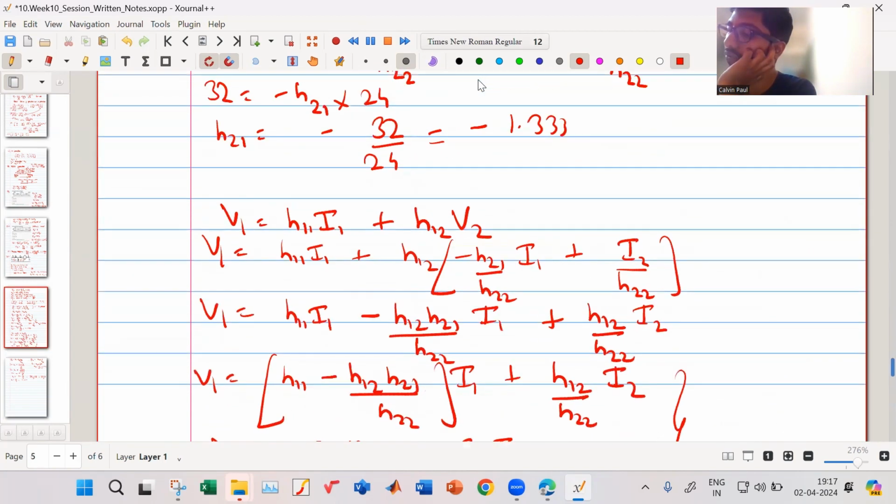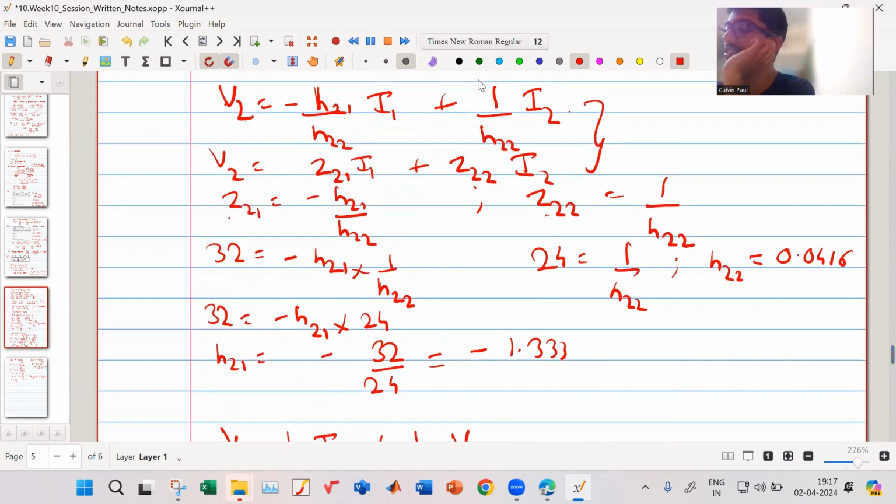Okay, one thing I forgot to check is, what will be the dimension of H22? Equal to 1 by Z11. So the dimension will be in terms of Siemens. Yes, ohm inverse, Siemens.